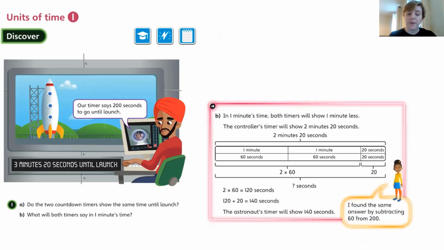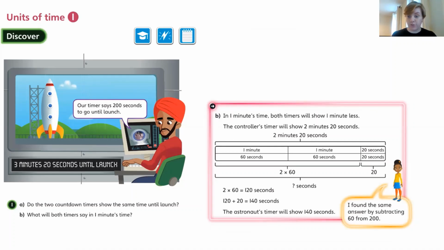Now, question B, you were asked, what will both timers say in 1 minute's time? So when 1 minute passes, what time will they both show? So in a minute's time, both timers will show 1 minute less. So the controller's time will show 2 minutes and 20 seconds because 1 minute has gone.